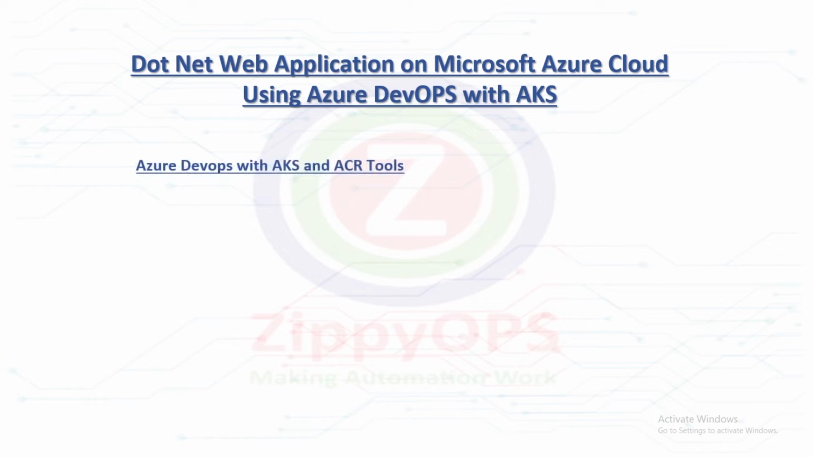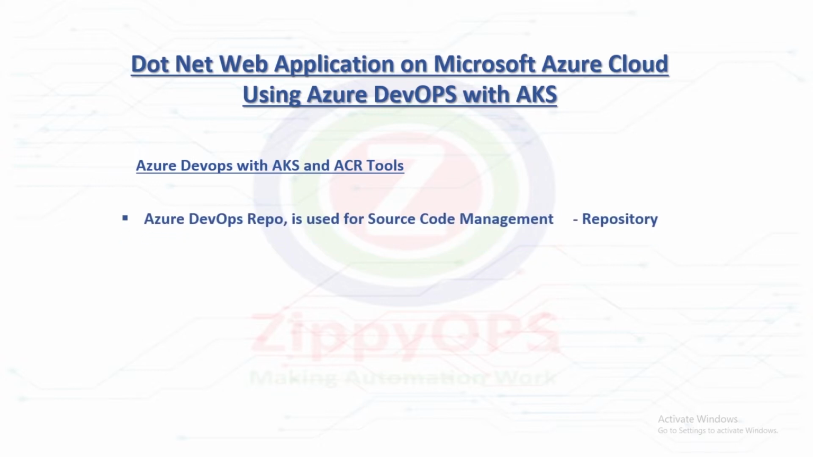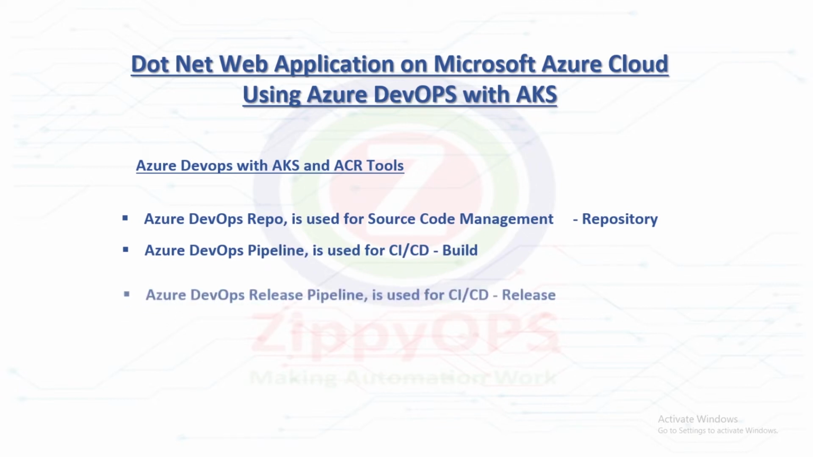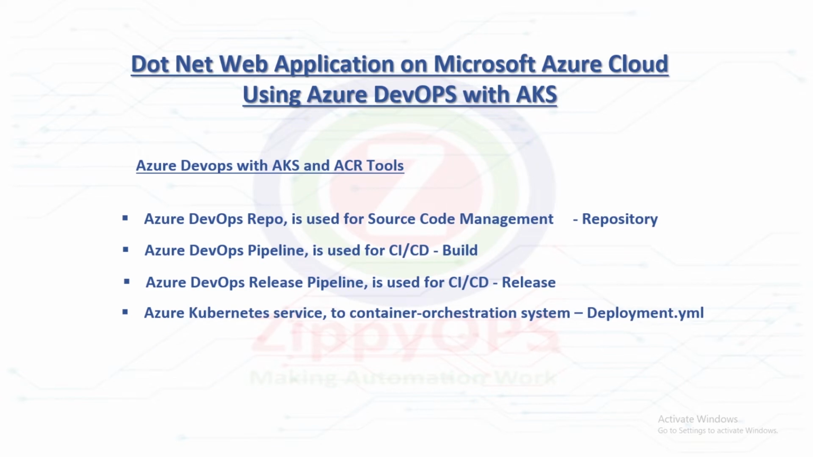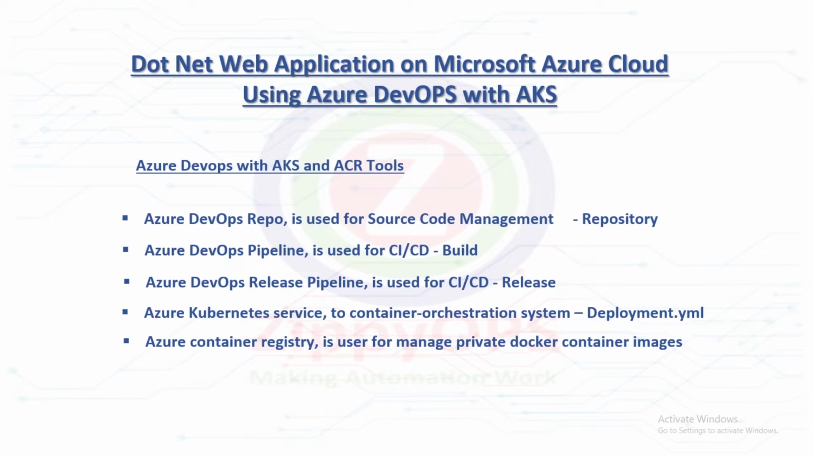The tools which are used in this .NET application deployment are Azure DevOps Repo, for source code management repository. Azure DevOps Pipeline, for continuous integration build. Azure DevOps Release Pipeline, for continuous deployment release. Azure Kubernetes Service, for Kubernetes container orchestration. Azure Container Registry, for private registry of Docker container images. Microsoft Azure Cloud, for public cloud service platform.